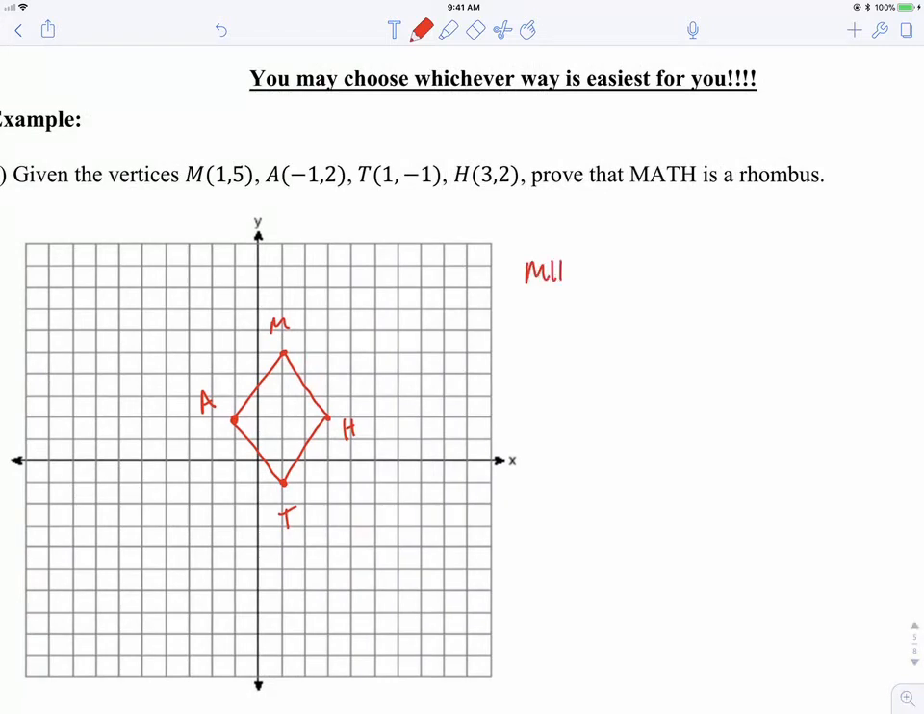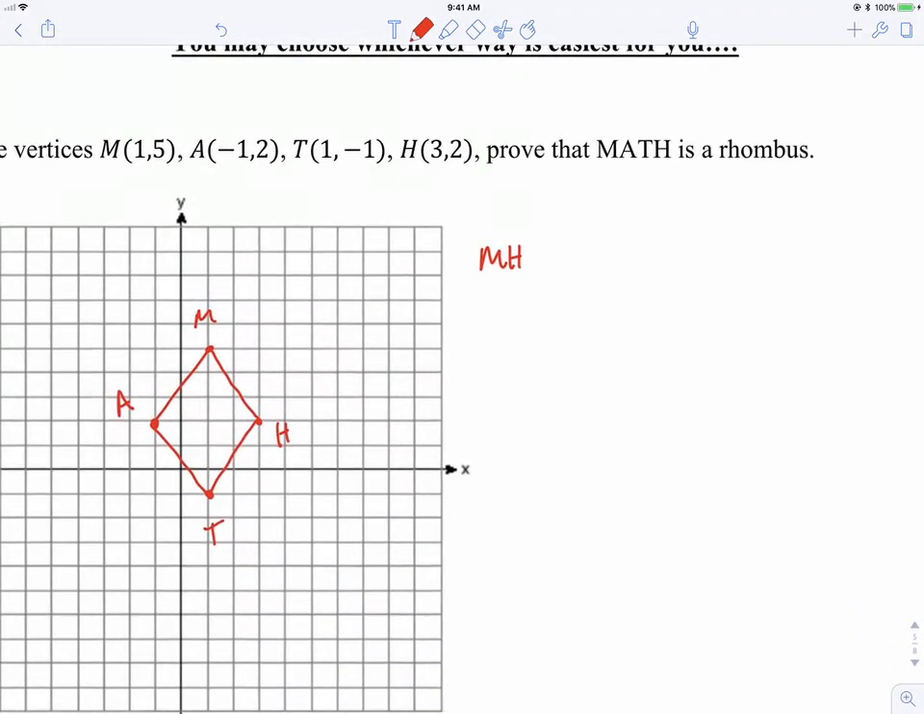So let's do the distance of MH. Remember, review, if I don't write the segment bar over the top, it means the measure of MH. I could write it like this. Little m means measure of segment MH, or I could lose the little m and the segment bar, and this means the length of MH.